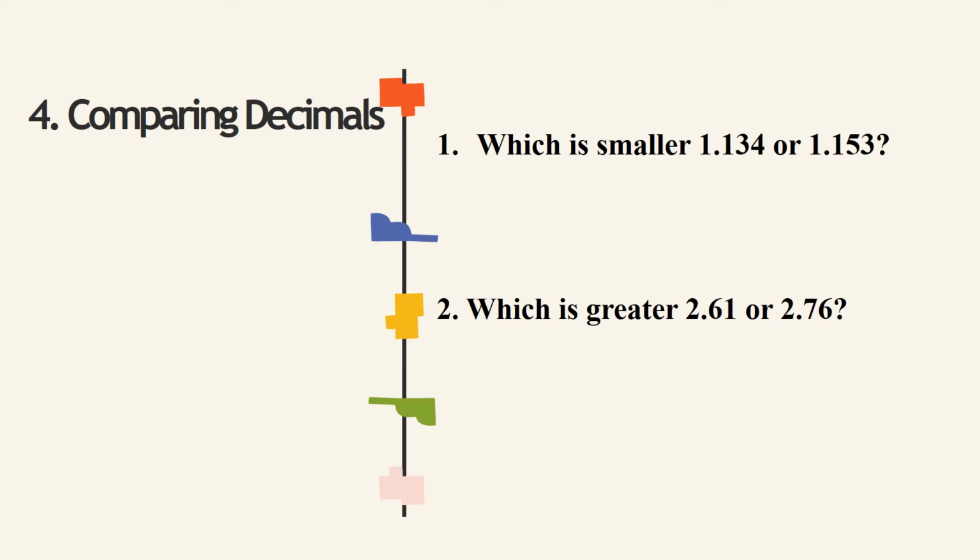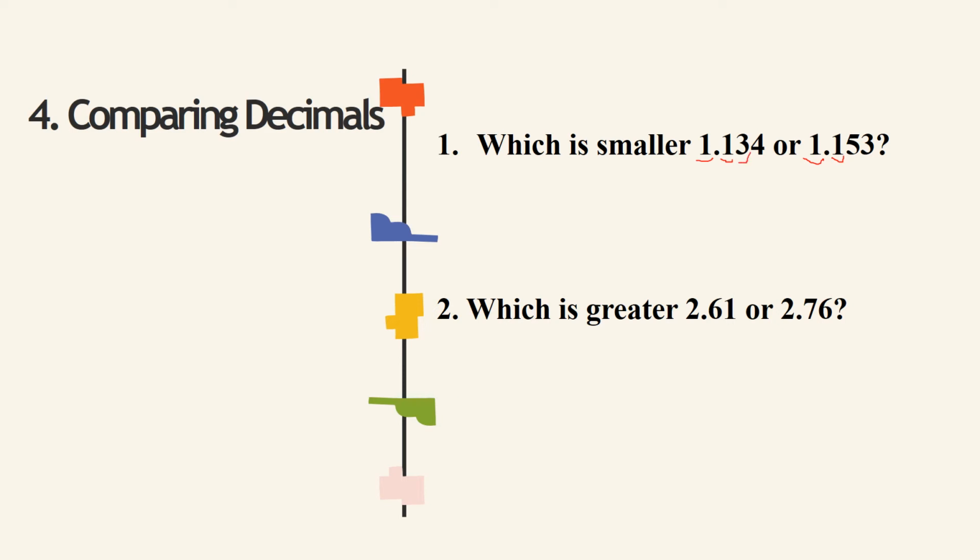The fourth part, we're going to learn how to compare decimals. How can we compare decimals? According to example one, in order to compare which one is smaller or which one is greater, we need to compare the number in the ones place first. The number in the ones place of the first number is 1, and in the second number it is 1 as well, so we cannot decide which one is greater or smaller. Now let's look at the tenths place. The number in the tenths place here is 1, and here is 1 also. Still, we cannot decide.